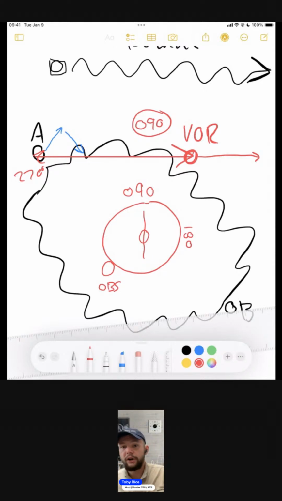I found that if you talk about courses, it's a lot easier to figure out in your head than it is to talk about radials. Radials are a little bit more confusing for a lot of people. So I just say I want to fly a line to the VOR on 090. So that's what I do. I plug it in at the top and I go.